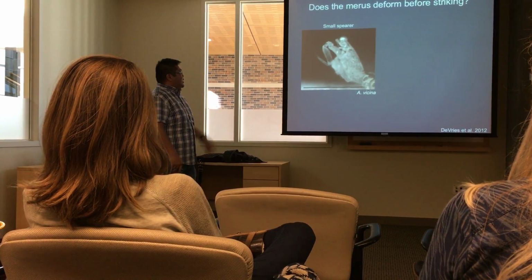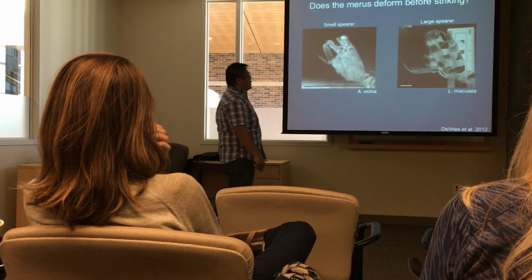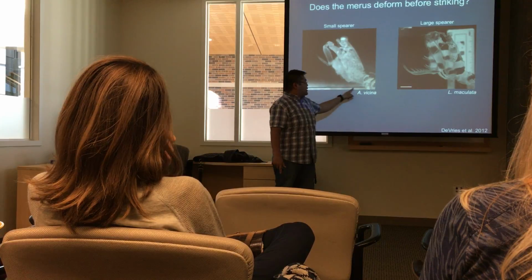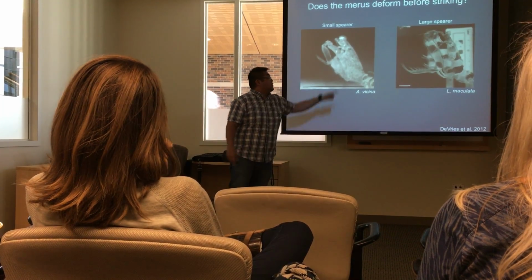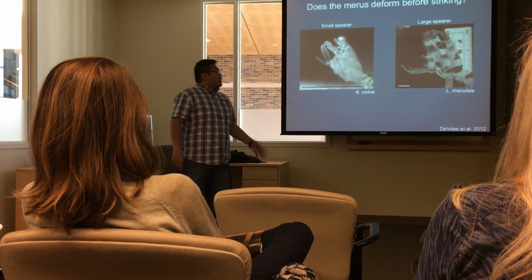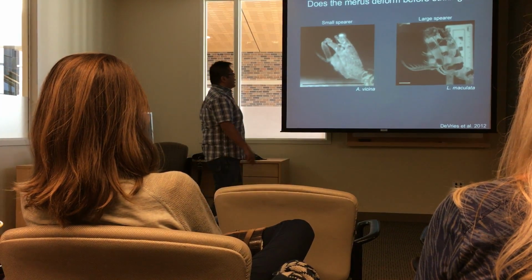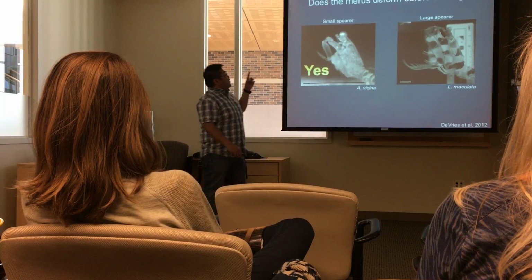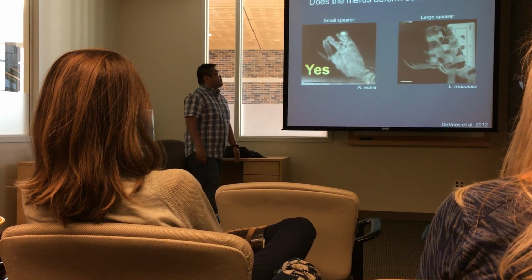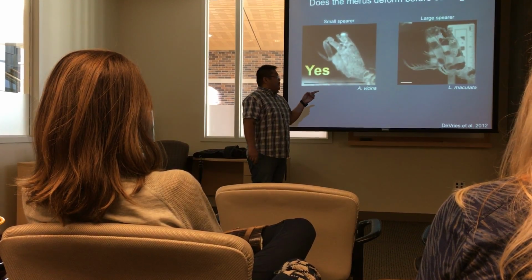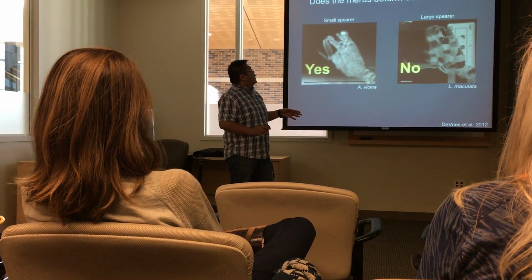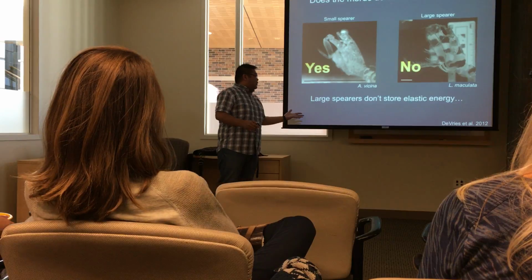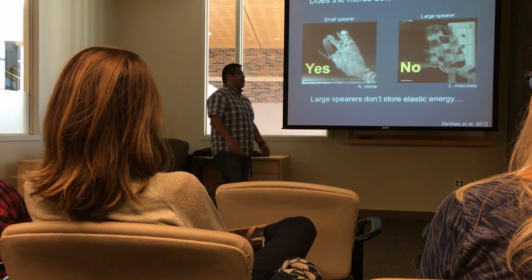And so this study compared a small spear and a large spear. To give you a sense of scale again, these scale bars are 10 millimeters in both pictures. So this one's tiny compared to the large spear. And what this study found was in the small spear, definitely yes, that the maris deforms prior to striking. The large spear, however, they found no, that there was no evidence for deformation in the maris whatsoever. And so this led to the conclusion that large spears don't store elastic energy.